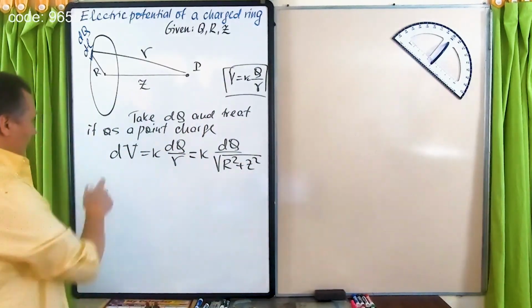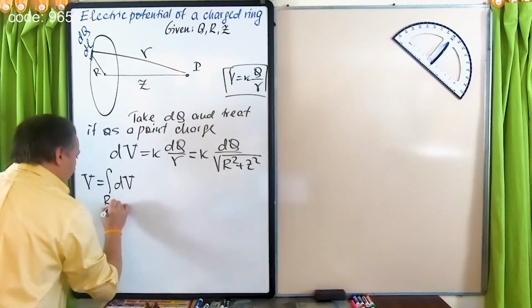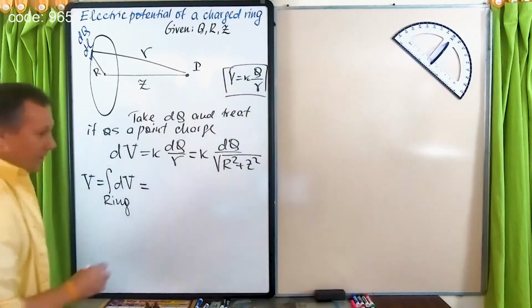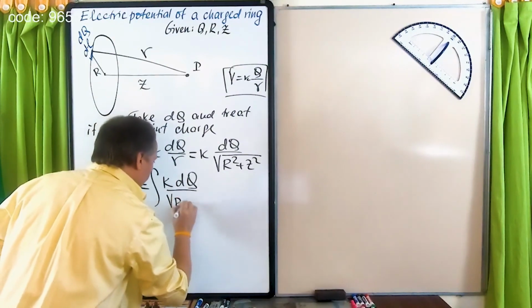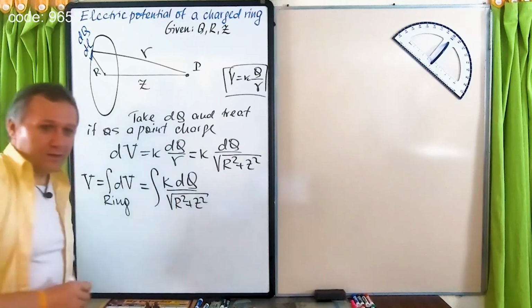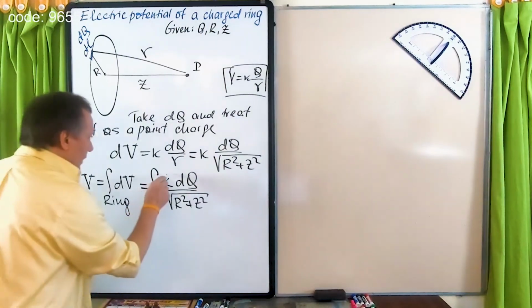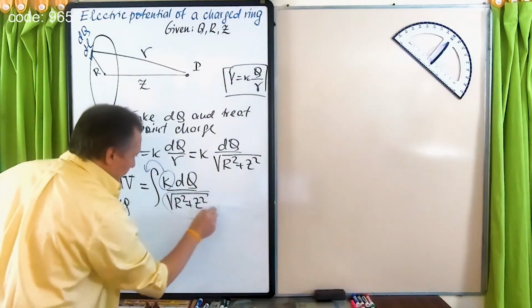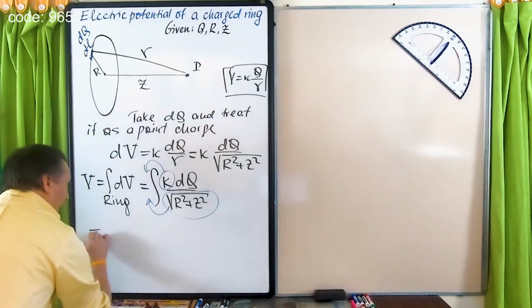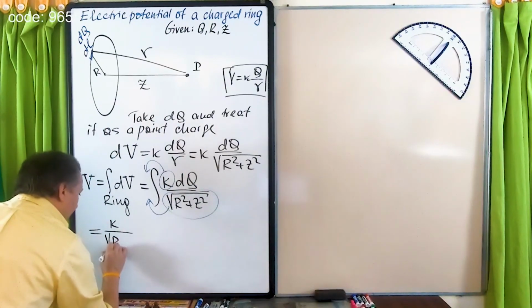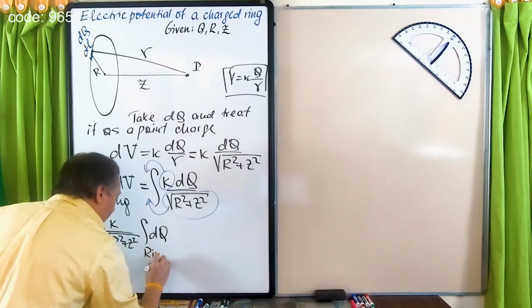And now let's integrate it. So V equals the integral of dV over the whole ring, and it's an integral of k dq over the square root of R squared plus z squared. For now, I treat q as the variable of integration. And look, k is constant and can be taken outside. This denominator is also constant, and can also be taken outside. As a result, we get a trivial integral: k over the square root of R squared plus z squared, times the integral of dq over the whole ring.